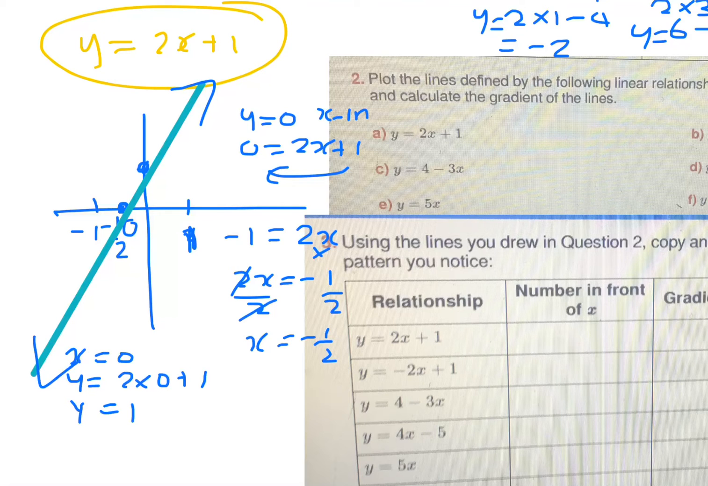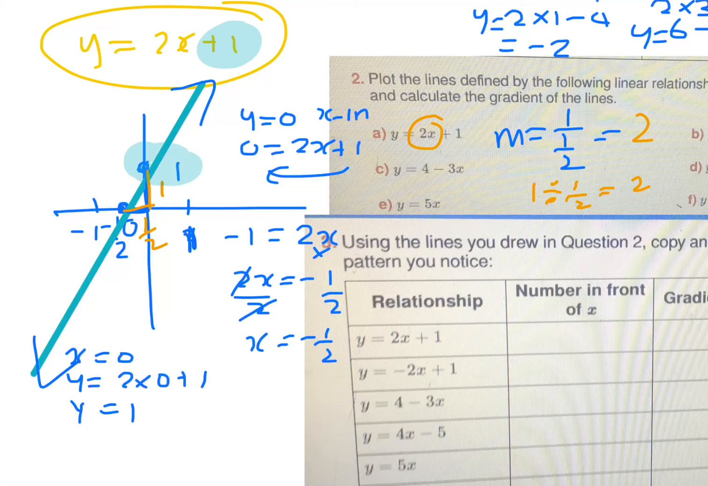Okay, so now the gradient of that line is equal to, if you look at this, 1/2. Right? So 1/2, because the rise is 1 and the run is 1/2. So 1 divided by 1/2, how many halves go into 1? That would be 2. And you notice that the number in front of the x is 2. And the y-intercept is 1. So it's this number here.